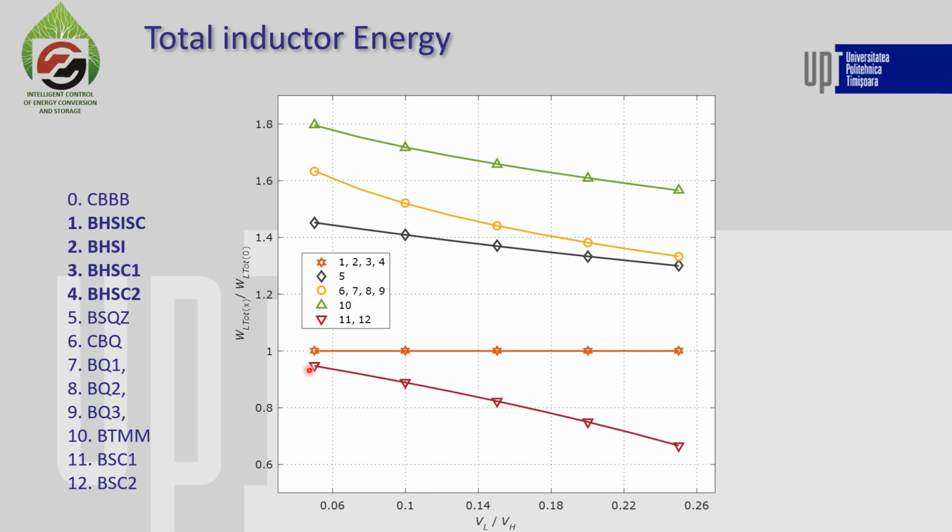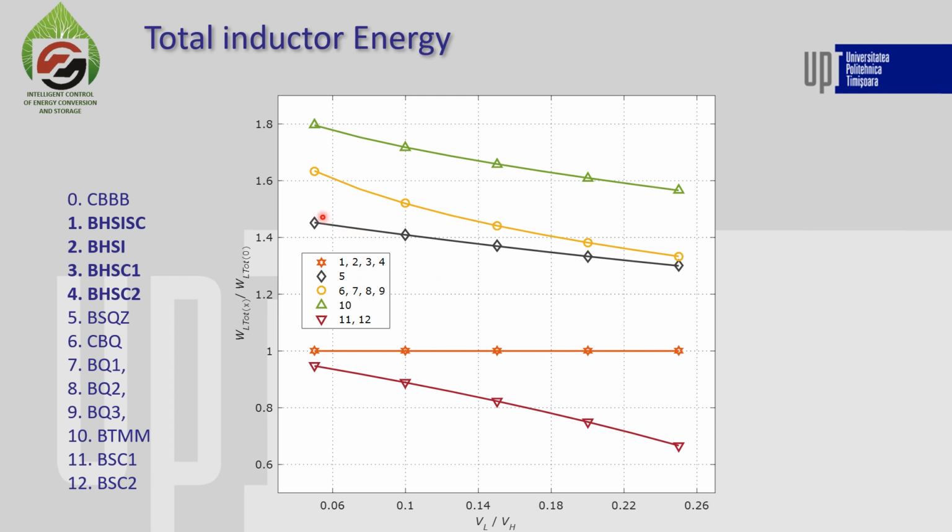Here the lowest we see are the two switched capacitor converters, and we have to remember that for their analysis we do not take into account the current spikes resulting from switching the capacitors at different voltage levels, so we also have to take this into account. Then from 1 to 4 we have our hybrid converters, which have the same requirement for inductor energy as the conventional buck boost converter.